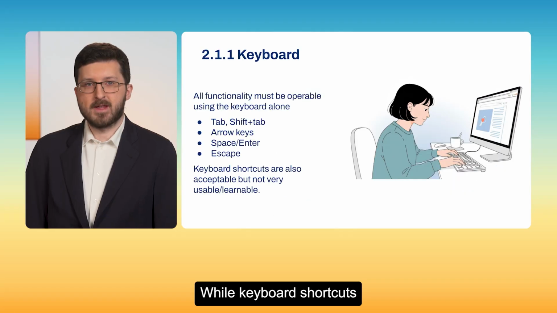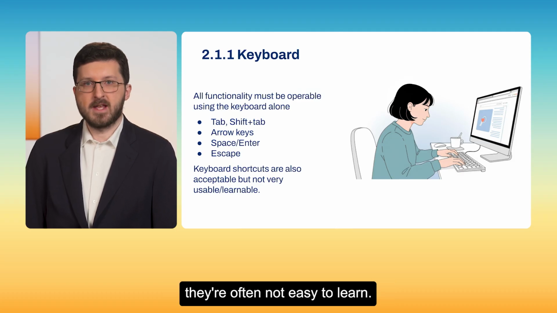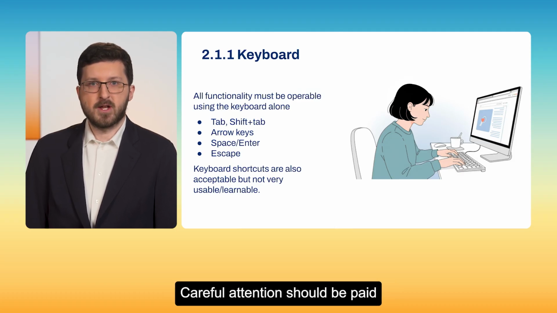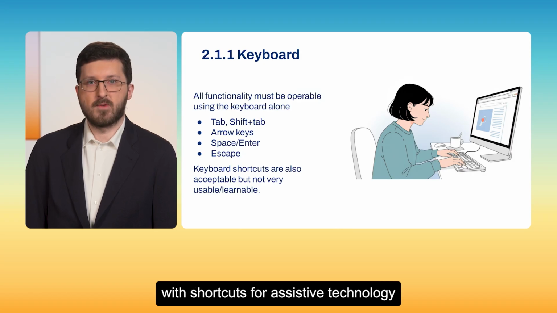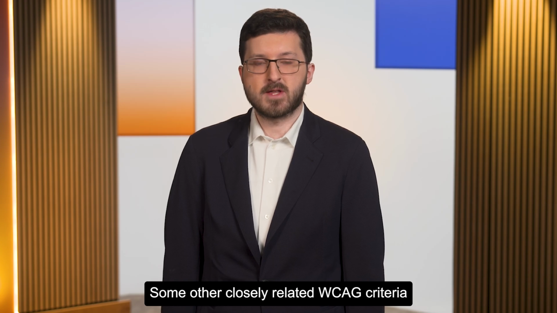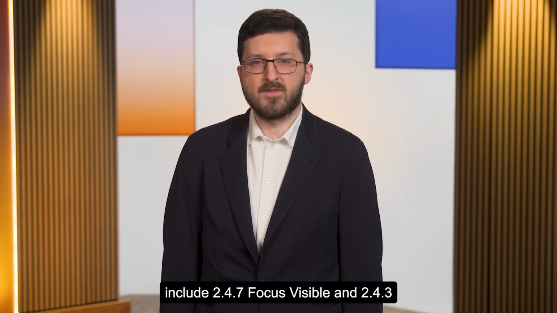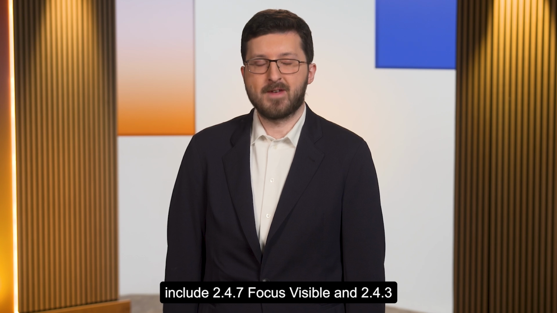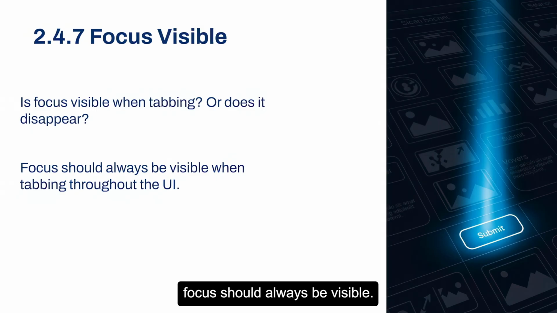While keyboard shortcuts are an acceptable way of facilitating this kind of interaction, they're often not easy to learn. Careful attention should be paid to which shortcuts are selected so that they don't overly conflict with shortcuts for assistive technology like screen readers. Some other closely related WCAG criteria include 2.4.7 focus visible and 2.4.3 focus order. 2.4.7 focus visible simply requires that when you are keyboard navigating through a page, focus should always be visible.